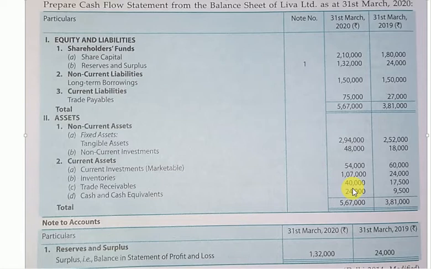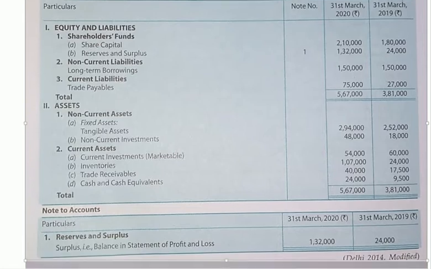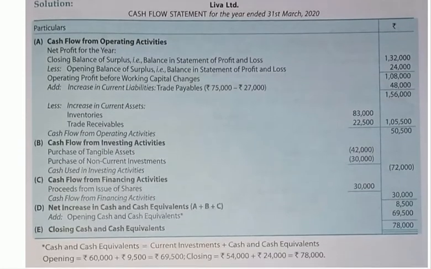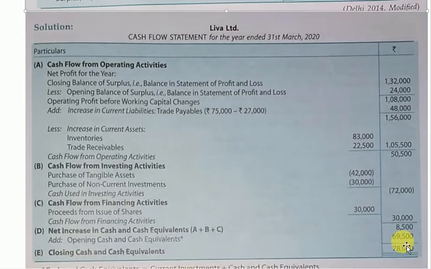Now, how will you approach this question for your solution? First of all, make at least a 1.5 page format in your copy, giving it the heading cash flow statement for the year ended 31st March 2020. You see here, cash flow statement for the year ended 31st March 2020. This is your current year, and this is the company's name, Liva Limited.